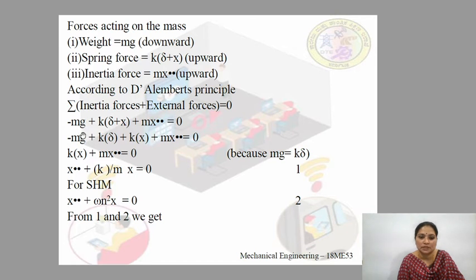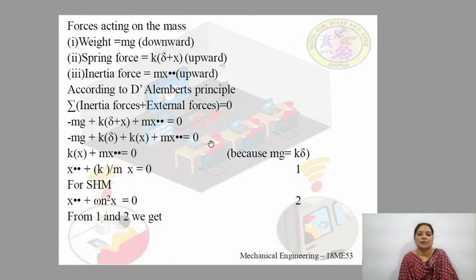Therefore, if we write all the forces acting, then let me take the convention for downward direction as negative and for upward direction as positive. Then minus mg plus k into (delta plus x) plus mx double dot is equal to 0. If we open the bracket here, the equation can also be written as minus mg plus k delta plus kx plus mx double dot is equal to 0.